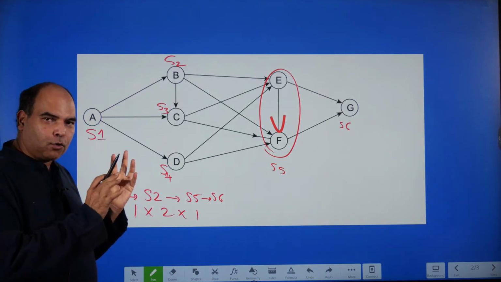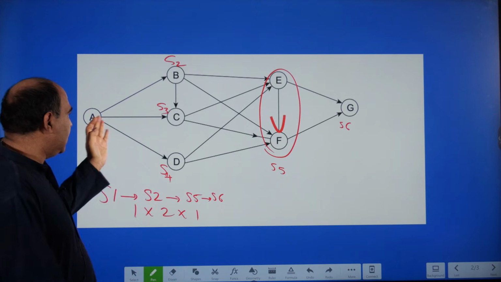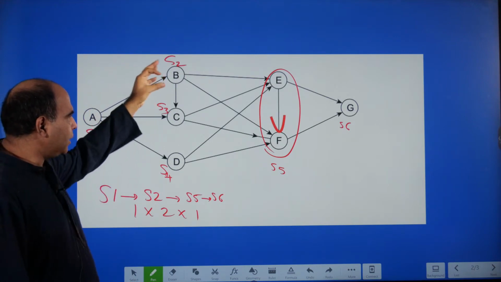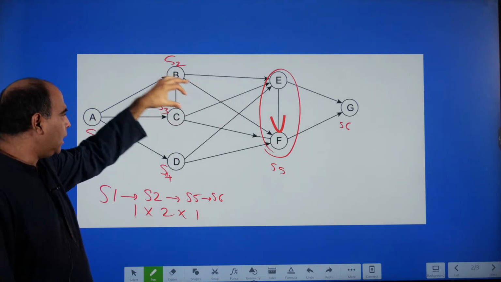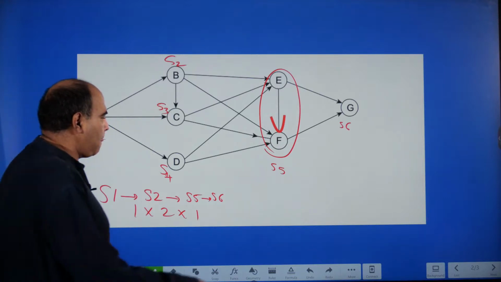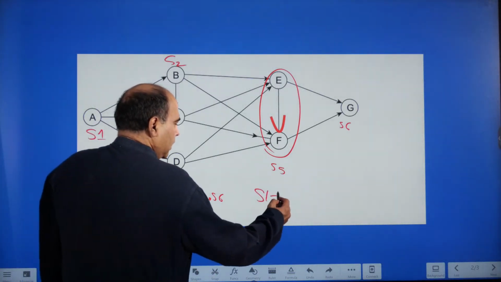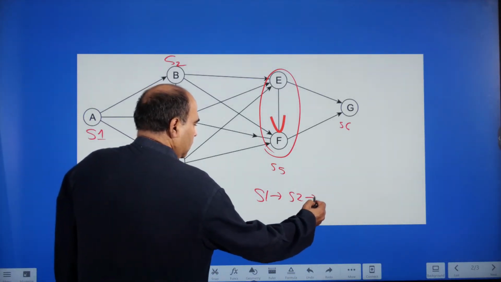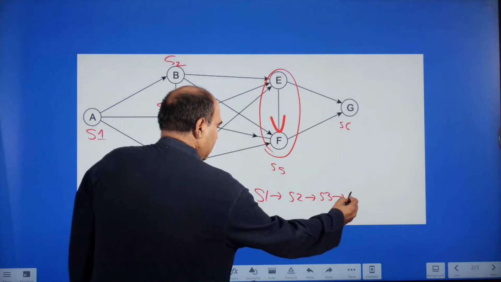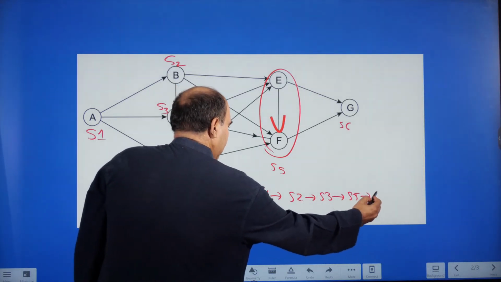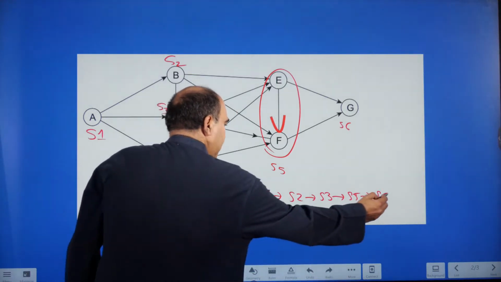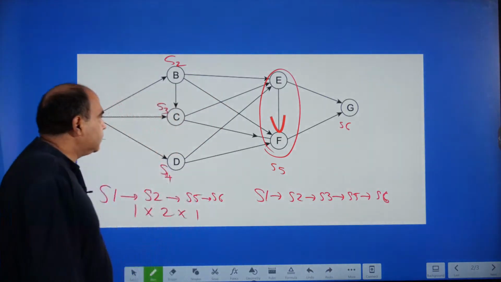S1, S2. So first we are looking at routes through S2. Then from S2, instead of going to S5, I also have an S2 to S3. So I can use an S1, S2, S3, S5, S6. How many routes do I have through that?